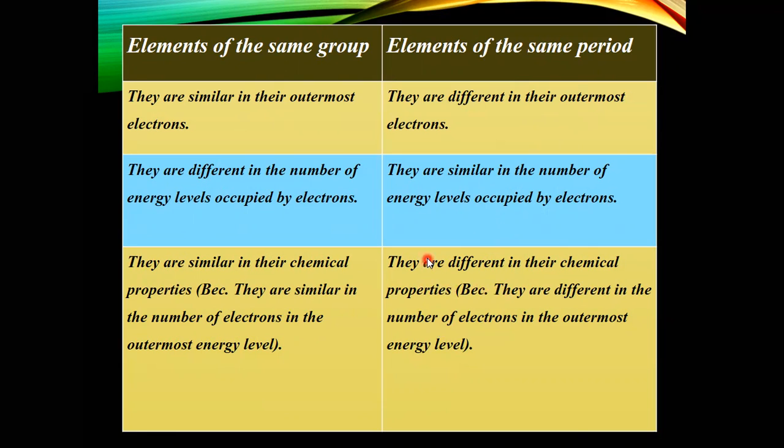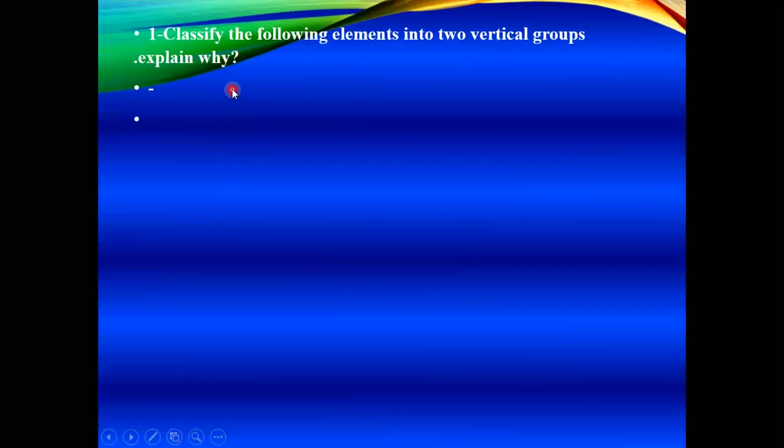طبيعي أول واحد عنده 2 electrons أو 1 electron، التاني عنده 2 electrons في الاوتر موست، اللي بعديه عنده 3 electrons في الاوتر موست، so they are going to be different in their chemical properties. تعال نشوف حاجة مهمة. To classify the element into two vertical groups, explain why.